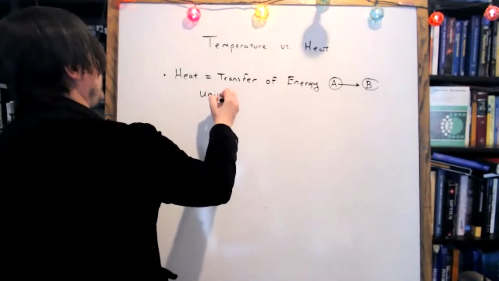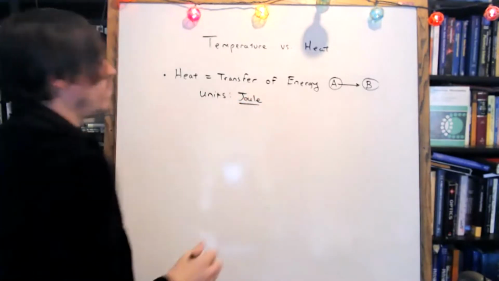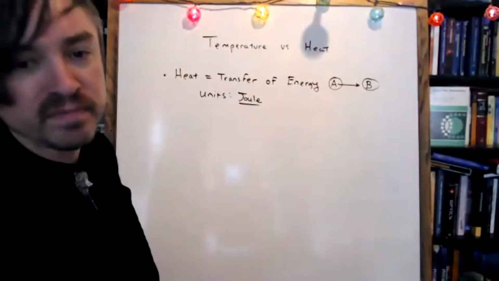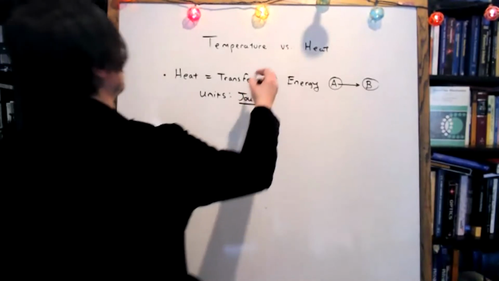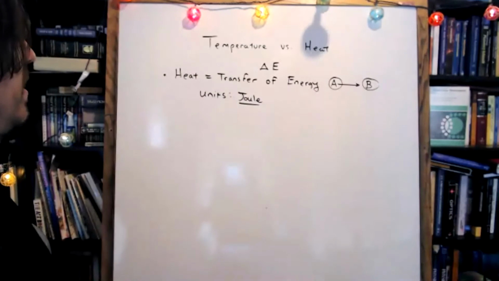The units of heat transfer are the joule, or whatever other, you can transfer heat in calories or electron volts, whatever your favorite unit of energy is. And you know what it is? It's a delta E, a change of energy from one place to another, okay?